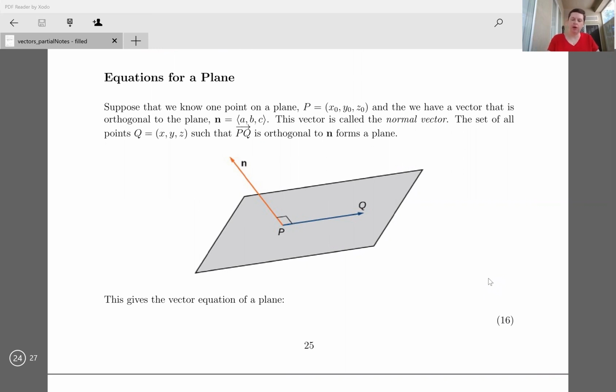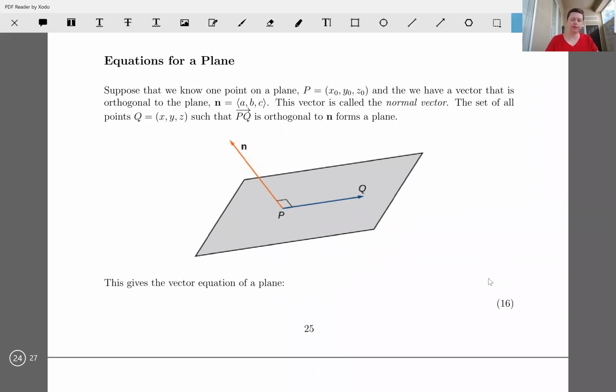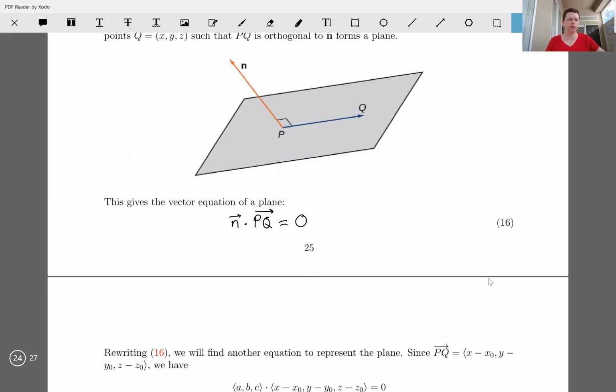The set of all points Q, let's say x, y, z, such that the vector PQ is orthogonal to n, forms a plane. This gives us the vector equation of a plane: the dot product of n with the vector PQ is equal to 0. Recall that this is true because two vectors are orthogonal if and only if their dot product is 0.